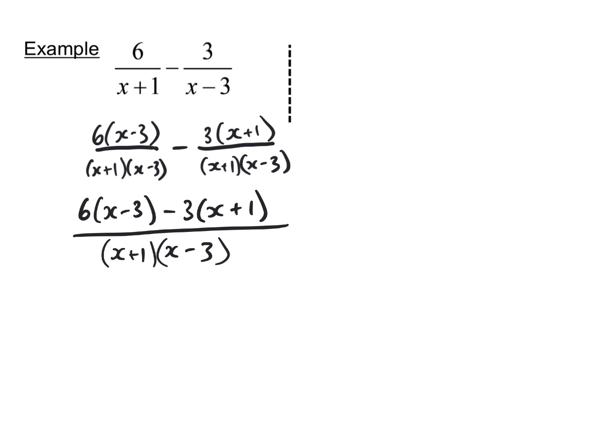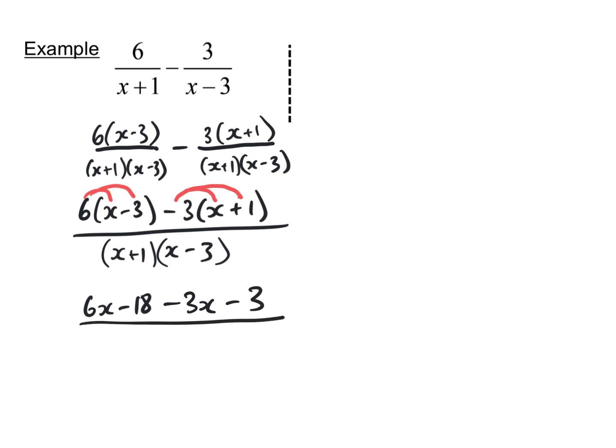Now I'm ready to multiply out the brackets. So what I can do is 6 times x and 6 times negative 3. That's going to give me 6x minus 18. And then I'm also going to go and do the second one. Remember, I'm multiplying by negative 3 times x, negative 3 times 1. So be careful with the signs there. That's negative 3x and negative 3. And that's all over the bottom, x plus 1, x minus 3.